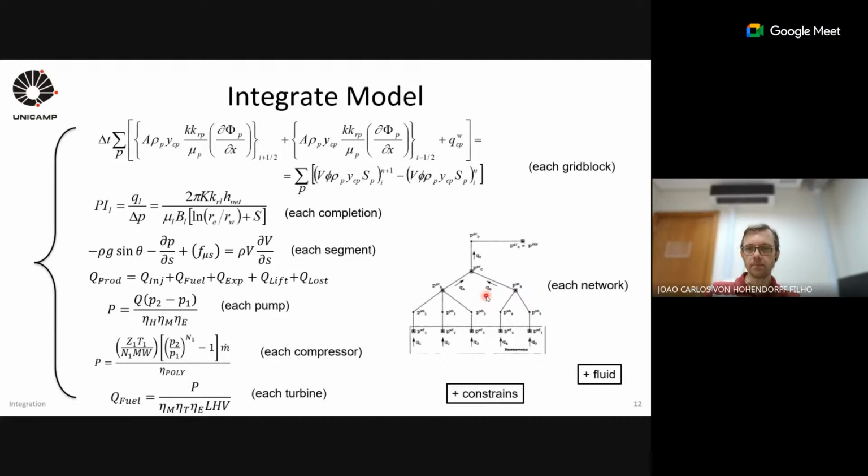The main idea behind this is that I have a lot of equations. I need to describe them for each grid block, for wells. For each completion, I need to specify this equation. For each segment where I broke my pipelines, I need to describe these equations. I need to include the pumps and the compressors. If I have turbines, I need to include them.